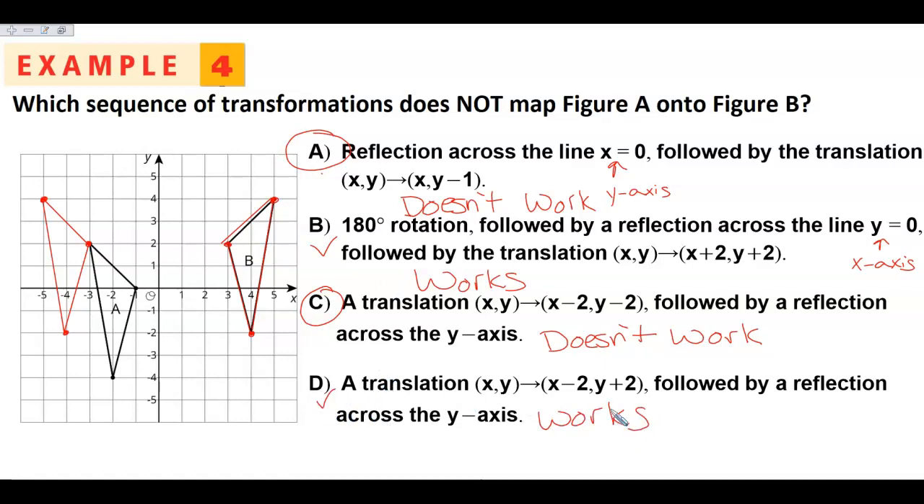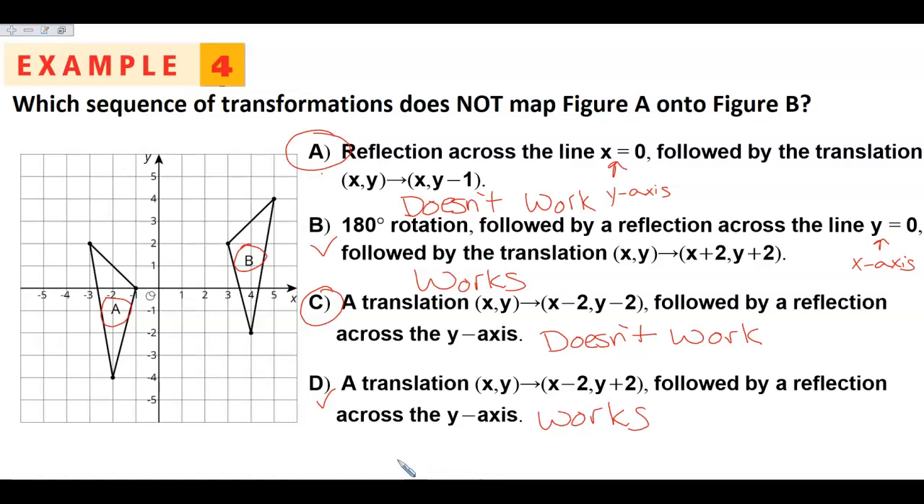Okay, so 2 of these didn't work, 2 of these do. All right? If you have any questions on that, please let me know. But the whole point of this is to show you that there's not just one sequence of transformations that's going to put one figure onto another figure. All right, we can do this multiple different ways to get A onto B. All right, so we could have done several different things. Like both B and D worked. They were different. One rotated, one just translated and reflected. Okay, so there's a lot of different ways we can do this.